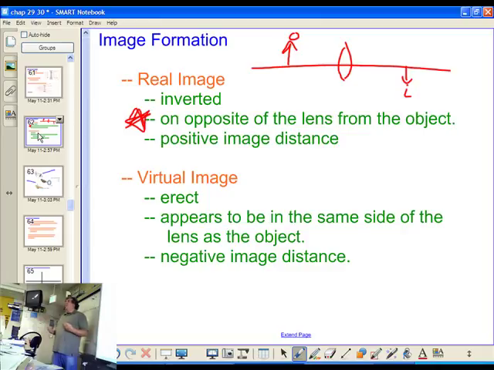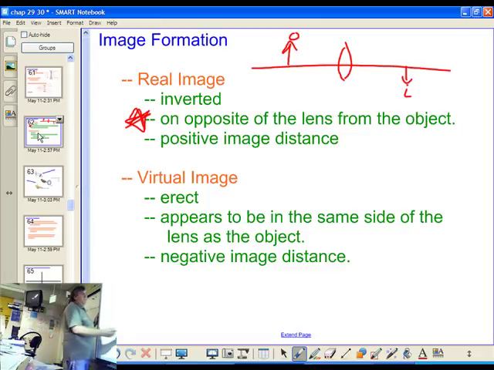This is the difference between mirrors. Remember, with the mirror, the real image is going to be on the same side of the mirror as the object. But with lenses it's on the opposite side, which is why our focal length is positive. It's positive on the far side. Okay, so everything has to do with the far side and near side on that.